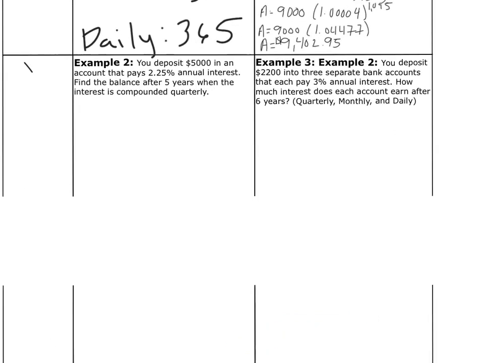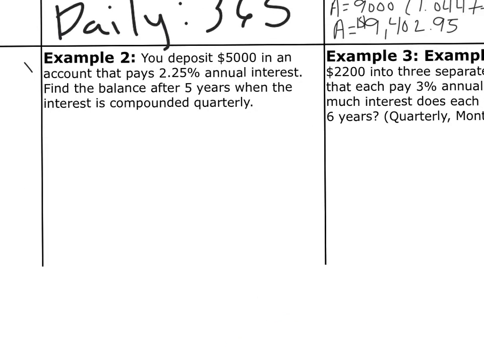Example number 2 says you deposit $5,000 into an account. Okay, let me zoom in a little bit. There we go. And it pays 2.25% annual interest. Find the balance after 5 years when the interest is compounded quarterly. So A is equal to 5,000 times 1 plus 0.0225 divided by 4, and then we're going to do 4 times 5.